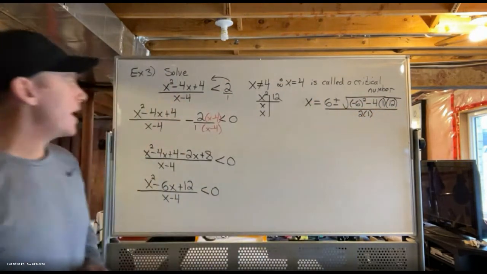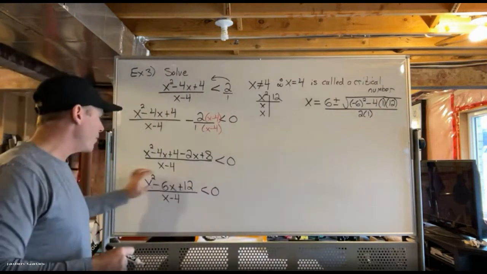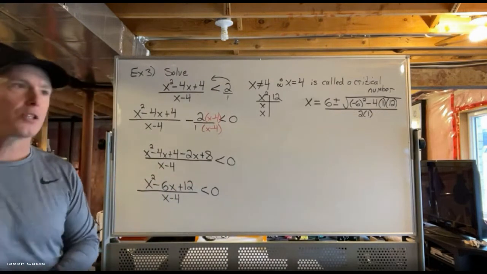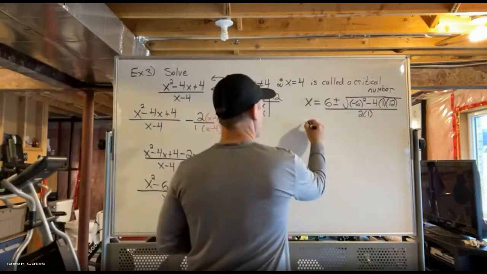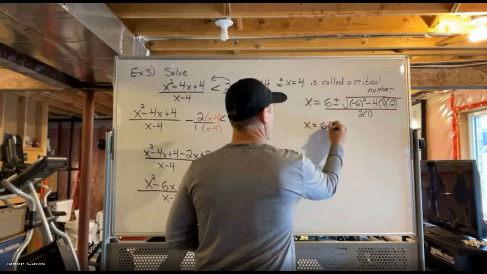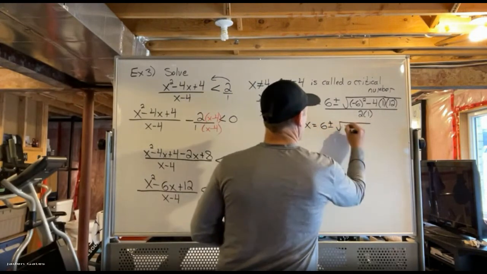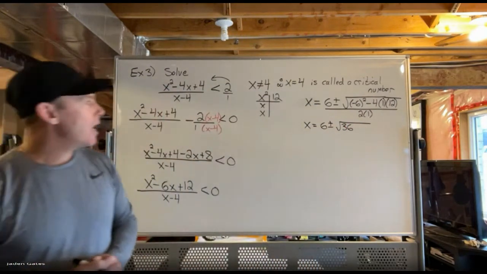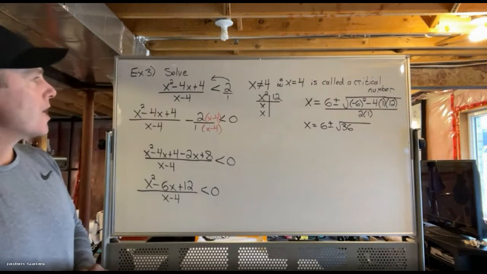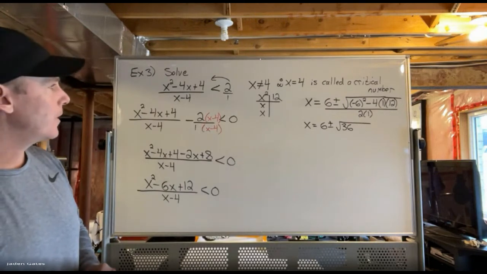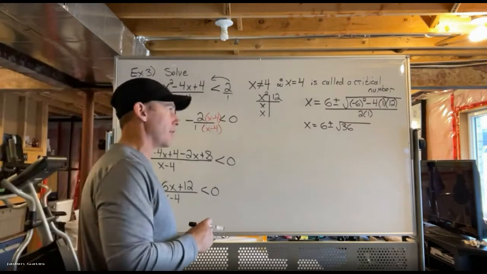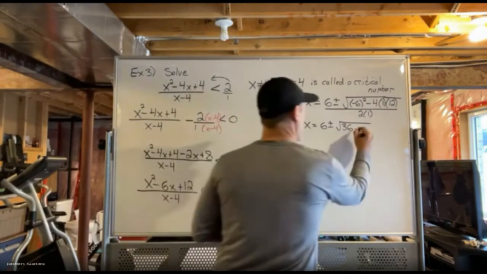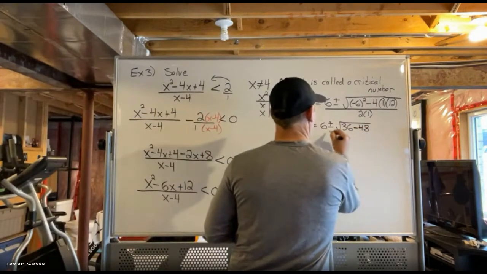All right, so again, it's trying to solve this quadratic to see when our numerator could possibly be 0. So I get x is equal to 6 plus or minus, 36 is -6 squared, minus 4 times 1 times 12. Minus 4 times 1 is minus 4, times 12 is a minus 48, all over 2.